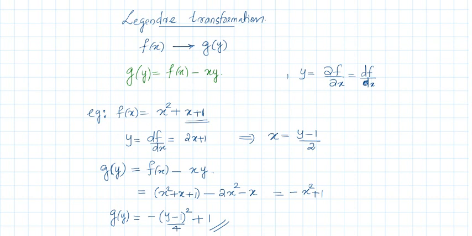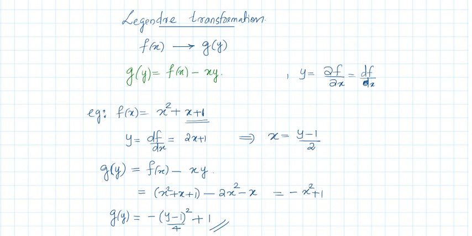I will give you an example. Say f of x is equal to x square plus x plus 1. Then y equal to df by dx becomes 2x plus 1, and x is equal to y minus 1 by 2. Okay. g of y, by definition, g of y equal to f of x minus xy. f of x is x square plus x plus 1 minus xy. x into y is 2x square plus x. So substitute that here. Then you will get it as minus x square plus 1.